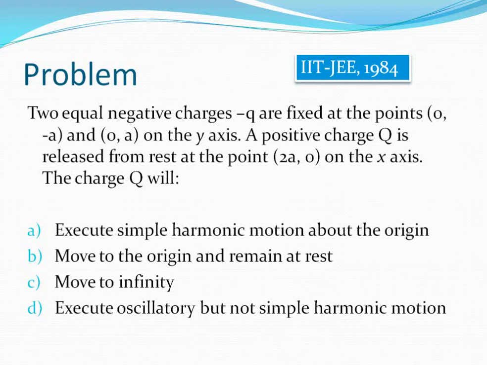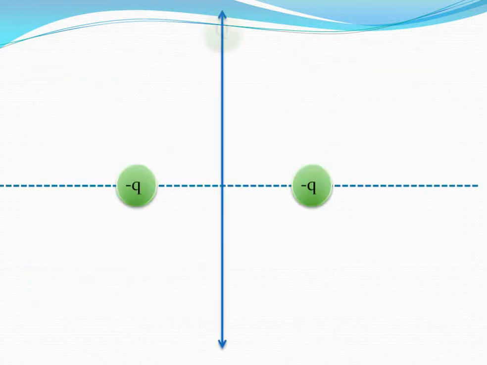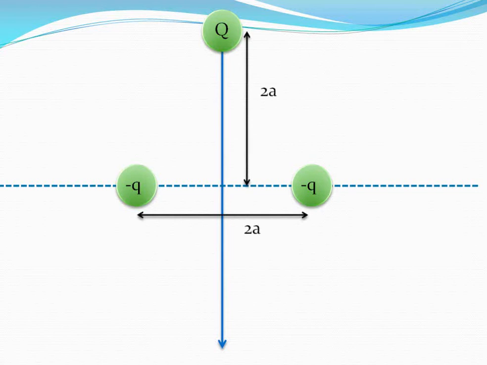This question is tantalizingly close to what we just studied. This is what is happening in this question. Two charges -q and -q are placed on the axis as shown. A charge Q is placed at a distance 2a from the origin. As you can see, the two -q charges are at a distance 2a from each other. When the Q charge is released, what happens to it?